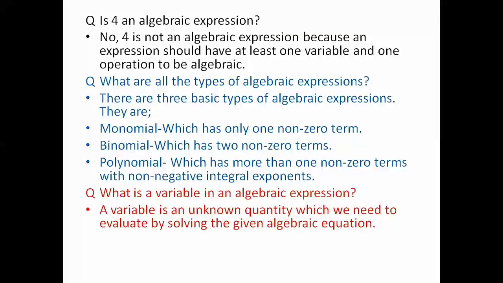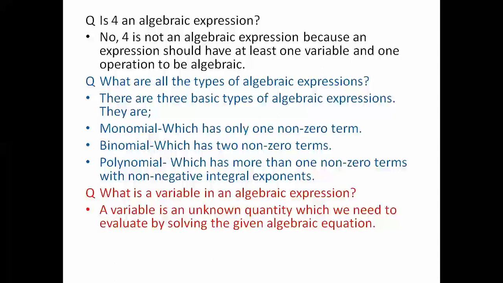Is 4 an algebraic expression? No, 4 is not an algebraic expression because an expression should have at least one variable and one operation to be algebraic. Next one is, what are all the types of algebraic expressions? The three basic types of algebraic expressions are monomial, binomial and polynomial, or you can say trinomial also, where monomial is a single term, binomial is two terms, and more than three terms are called polynomials.